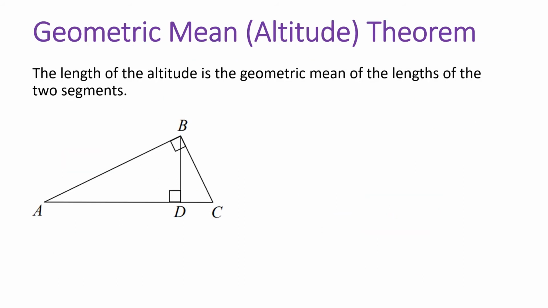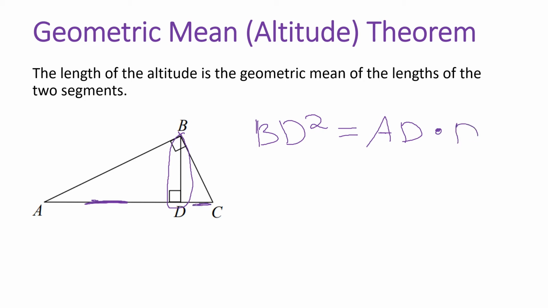Let's take a look at the geometric mean altitude theorem. That is, the length of the altitude is the geometric mean of the lengths of the two segments. So my altitude here for this large triangle is BD. That's basically stating that the altitude BD squared is equal to AD, which is here, side AD, times DC. All right, so let's look at some problems involving the geometric mean altitude theorem.